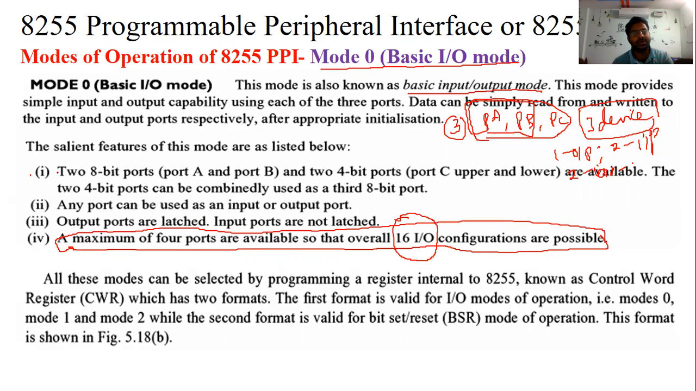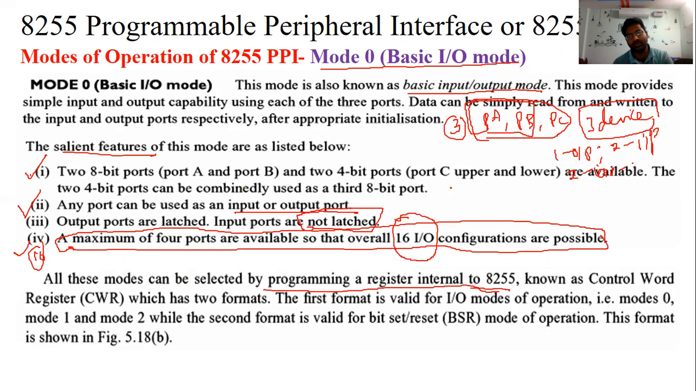So see this, 3 ports are available. That is the first feature. What is the second feature of this mode? Any port can work as an input or output port, as I said. Output ports are latched. Input ports are not latched. So it may work as a 16-bit device. All these are selected by writing the program. All these are selected in mode 0.